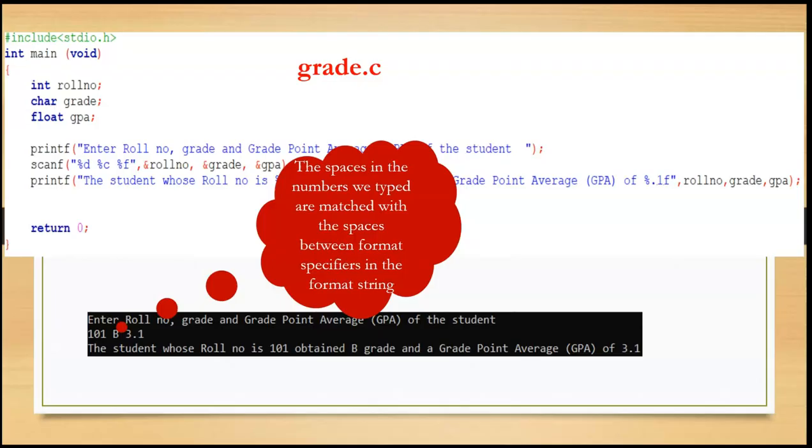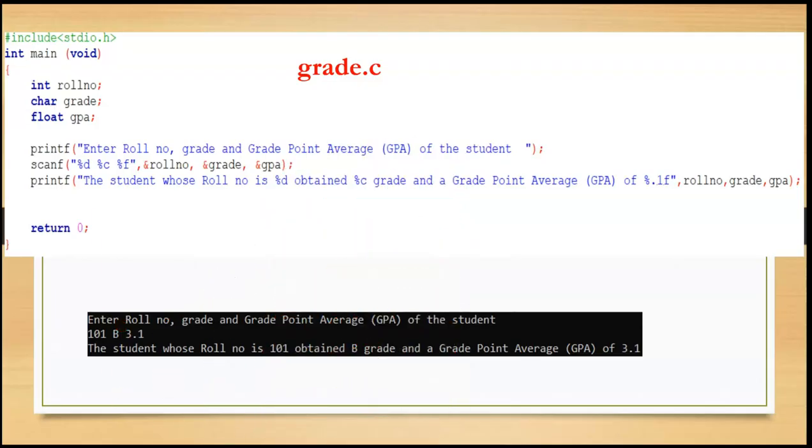The spaces in the numbers we typed are matched with the spaces between the format specifiers in the format string. For example, the space between 101 and B is matched with the space between the format specifiers %d and %c in the scanf function. Similarly, the space between the values B and 3.1 is matched with the space between the format specifiers %c and %f in the scanf function.